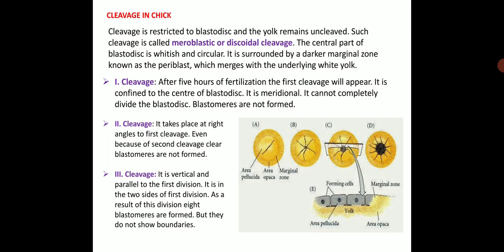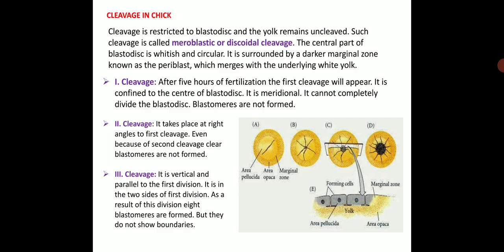The central part of the blastodisc is whitish and circular. It is surrounded by a darker marginal zone which is known as the periblast. They get merged with the white yolk. That is where you can see the yellow yolk and the white yolk in the hen's egg. When it undergoes cleavage, the first cleavage appears after 5 hours of fertilization.